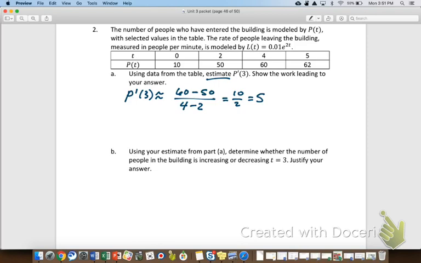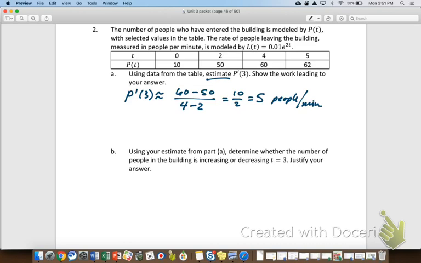It doesn't ask for units. But presumably it would be people per minute given the units on the other function there. So we're looking for the number 5 primarily, and then of course the work leading up to that.